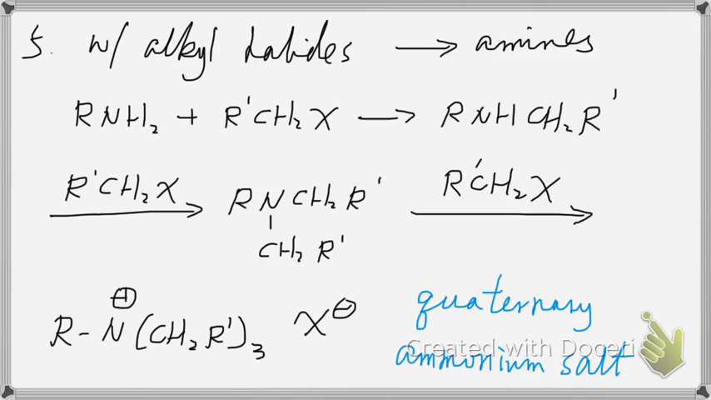So, as I mentioned before, this reaction may provide a mixture of products with primary, secondary, tertiary amines and quaternary ammonium salt. It's generally not used for preparation unless you want the end product, the quaternary ammonium salt, and you provide a sufficient amount of alkyl halide in the reaction.